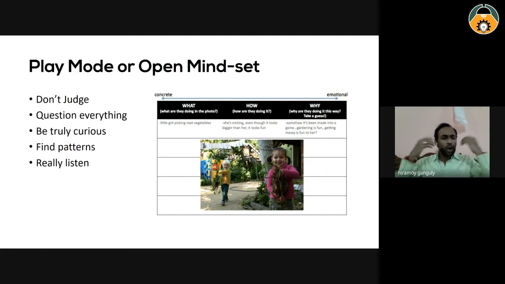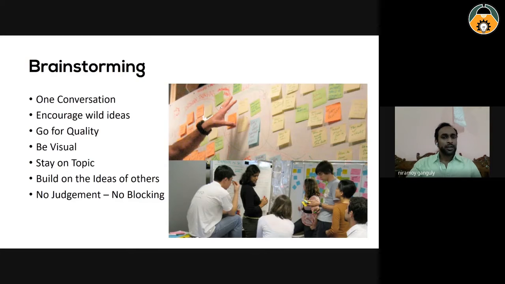Try to find all kinds of outrageous ideas, which we know as brainstorming. So when we are brainstorming, we are putting ourselves into this open and child mindset, where we are trying to have a conversation with everyone, coming up with wild ideas, and being visual about what kind of ideas we're going for, and building ideas on top of others. It's important to not be judgmental and not block other people, but instead build your ideas on others and go for quality, not just quantity.